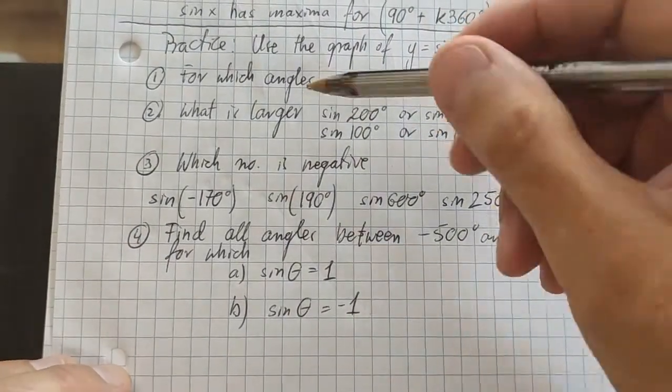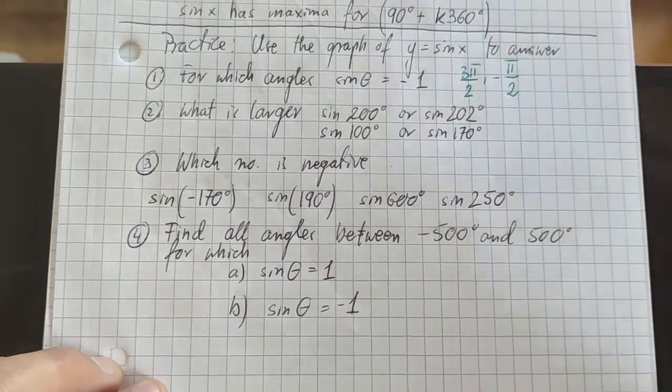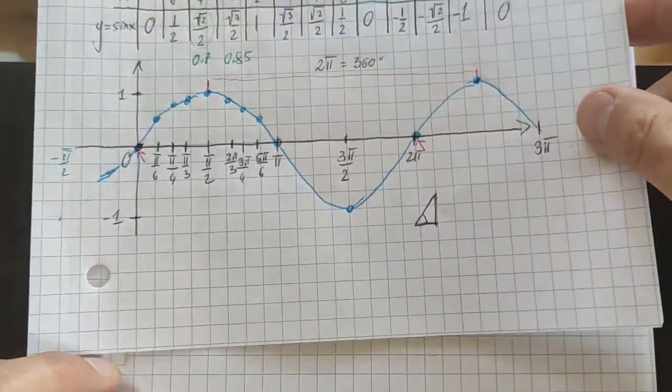Let's look at this one. Which one is larger, sine of 200 or sine of 220? Alright, so let's look at our graph.